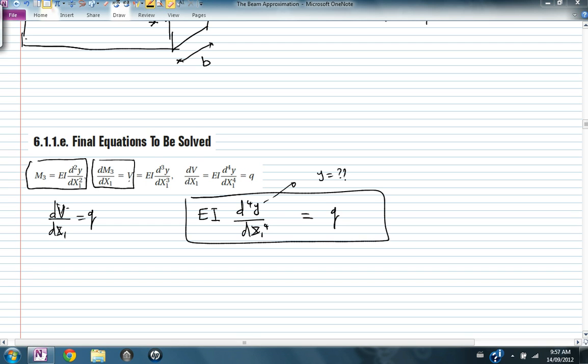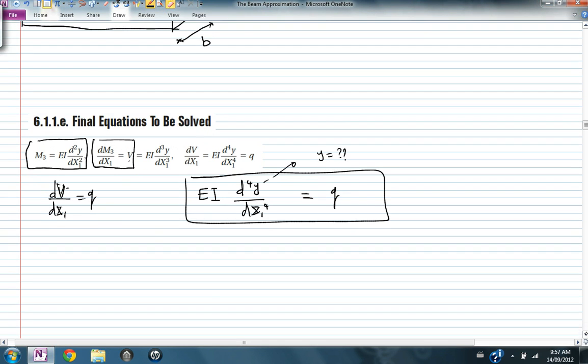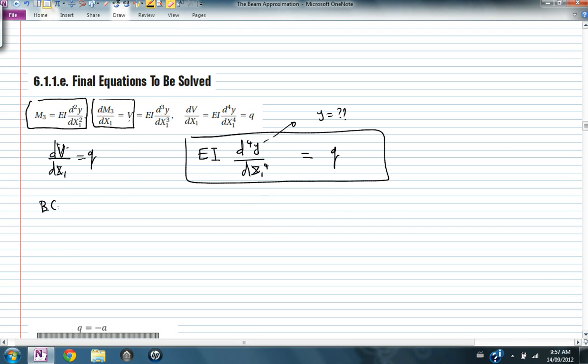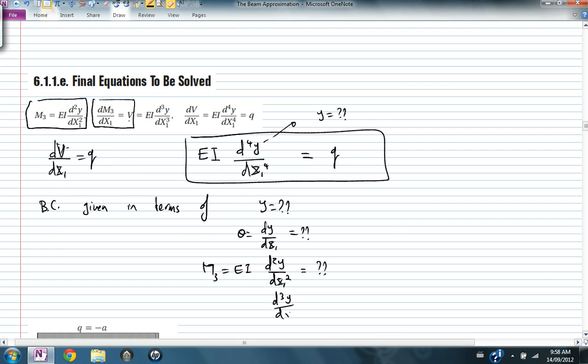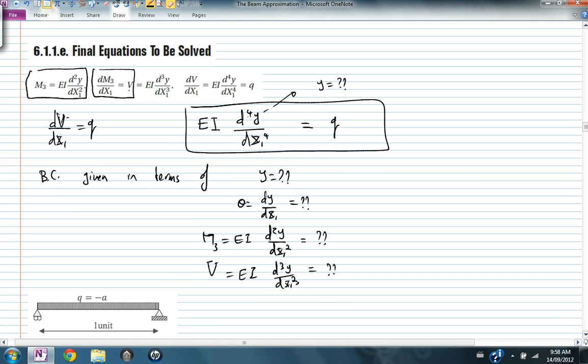And in order to find this y, I need to solve a fourth order ordinary differential equation. So that means I need four boundary conditions. And the four boundary conditions are usually given in terms of any of the derivatives of y. So the boundary conditions could be given in terms of y, or dy by dx, which is equal to the rotation of the beam, or the second derivative of y, which I already know is the moment. Or it could be given as a function of the third derivative of y, which is already the shear. So if I know any of those on the boundary, I will know the boundary conditions for this equation, which will allow me to solve this equation of equilibrium.